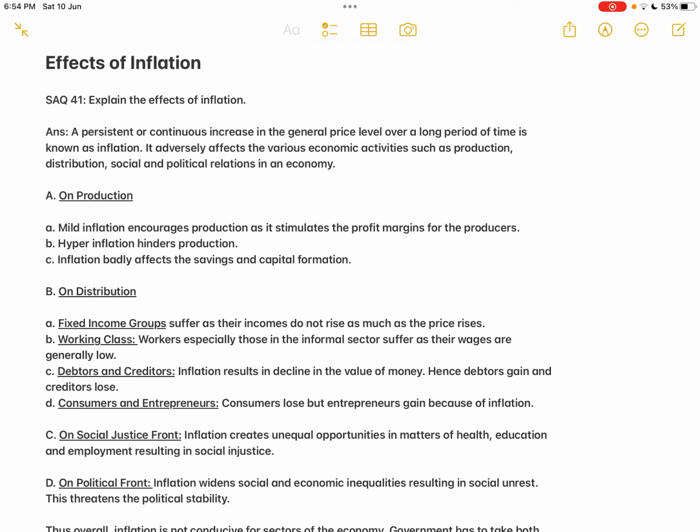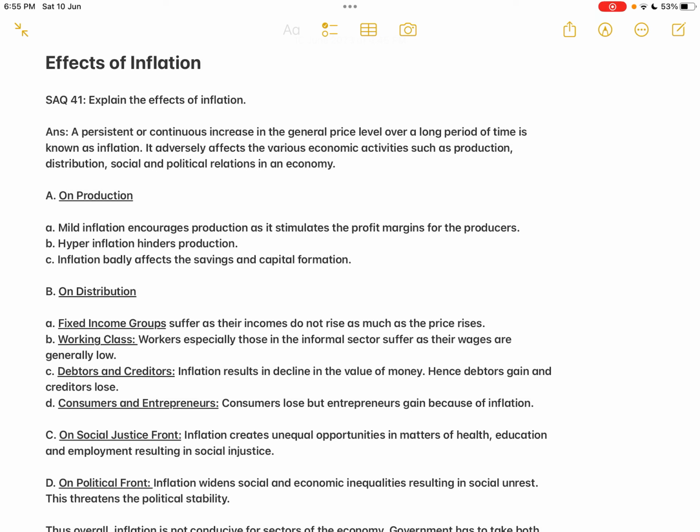Answer: a persistent or continuous increase in the general price level over a long period of time is known as inflation. It adversely affects the various economic activities such as production, distribution, social and political relations in an economy. See, in inflation, major sections of the people are affected adversely, but it is not unanimous. It is not universally affecting all the sections of the people in the same way.